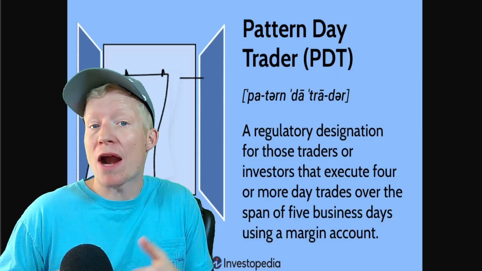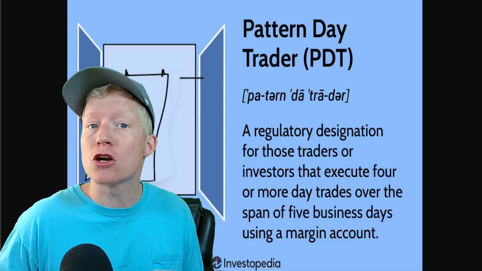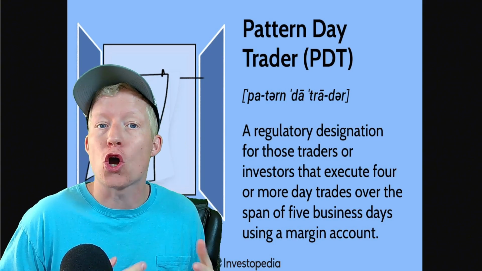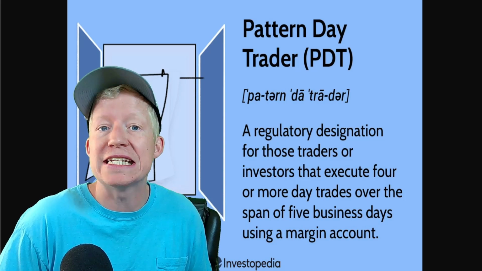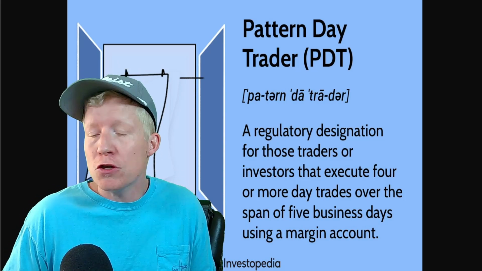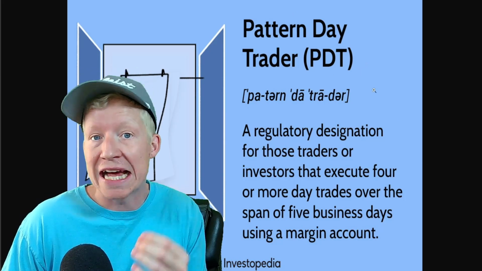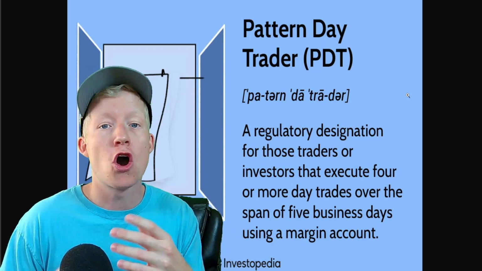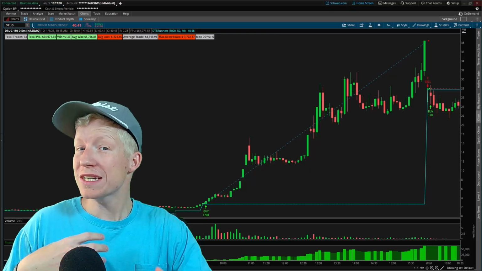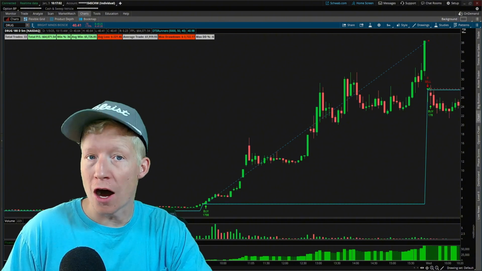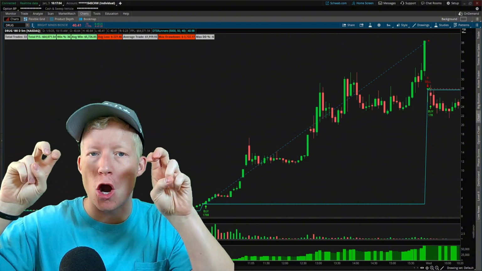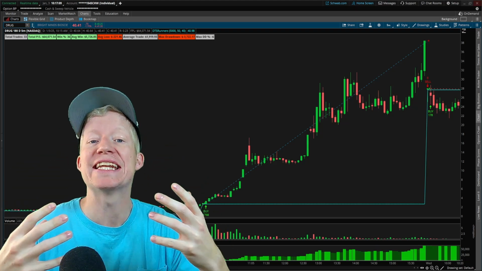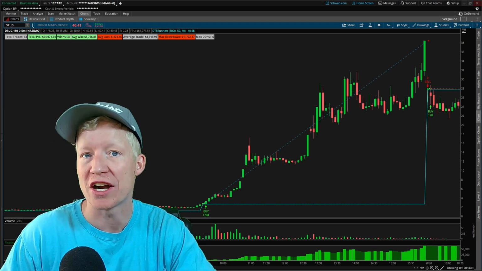Pattern day trader is a regulatory designation for those traders or investors that execute 4 or more day trades over the span of 5 business days using a margin account. If you do this, your account will be marked as a pattern day trader and you will no longer be able to close trades on the same day in which you open them. But what were the last few words of that rule? Using a margin account. That's the part of the rule that we can exploit and get around in order to take as many trades as we would like.